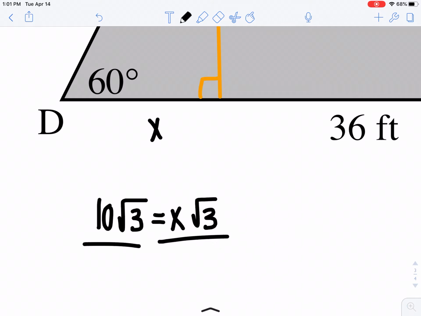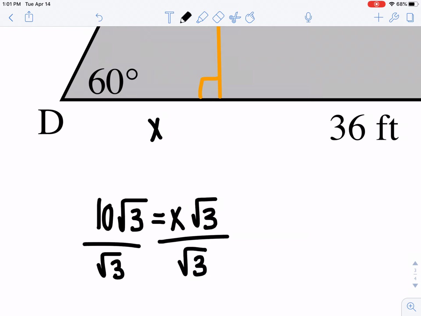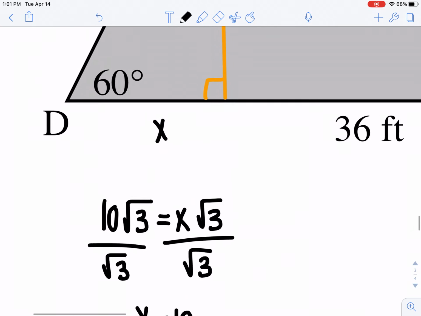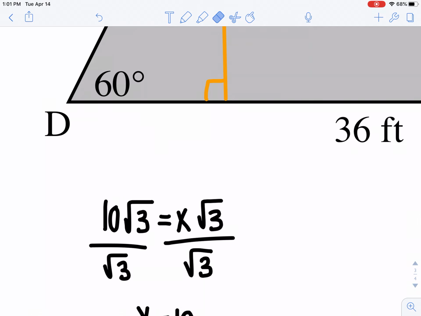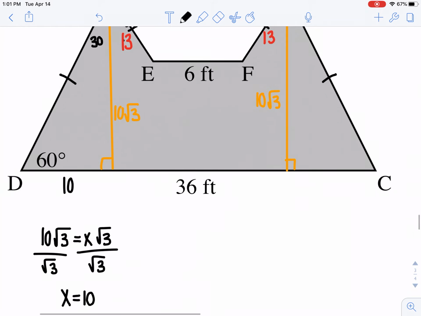And if we divide both sides by the square root of 3, we get that X, or that side length, is equal to 10. So we can go ahead and replace it, and it will become 10. We also know that the side across from 90 degrees is going to be 2x, but we don't really need that here.